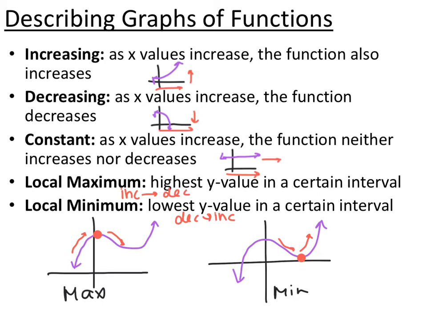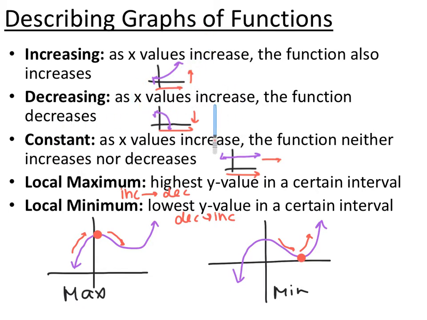Some more properties or ways that we describe graphs of functions are using these key terms. So go ahead and pause the video and write down these notes. The first one is increasing. We say a graph is increasing when, as its x's are increasing, or as we go to the right, the function is also increasing. So as your x's are getting bigger, your y's are also getting bigger, so something that's going up as you read left to right.